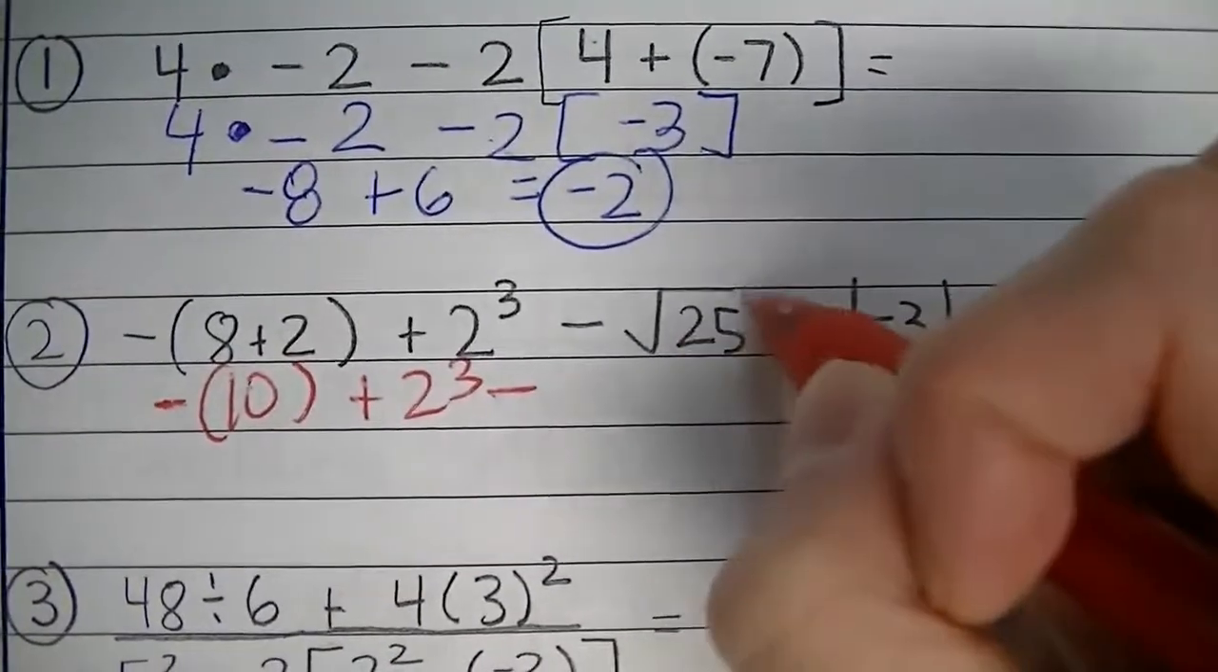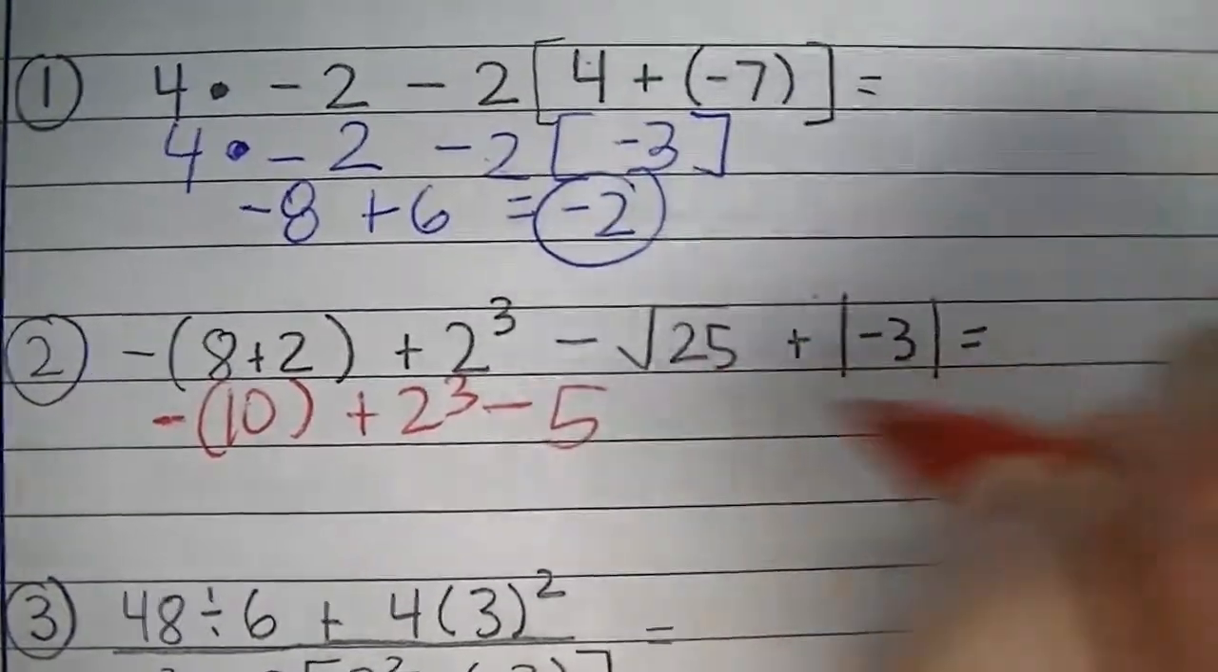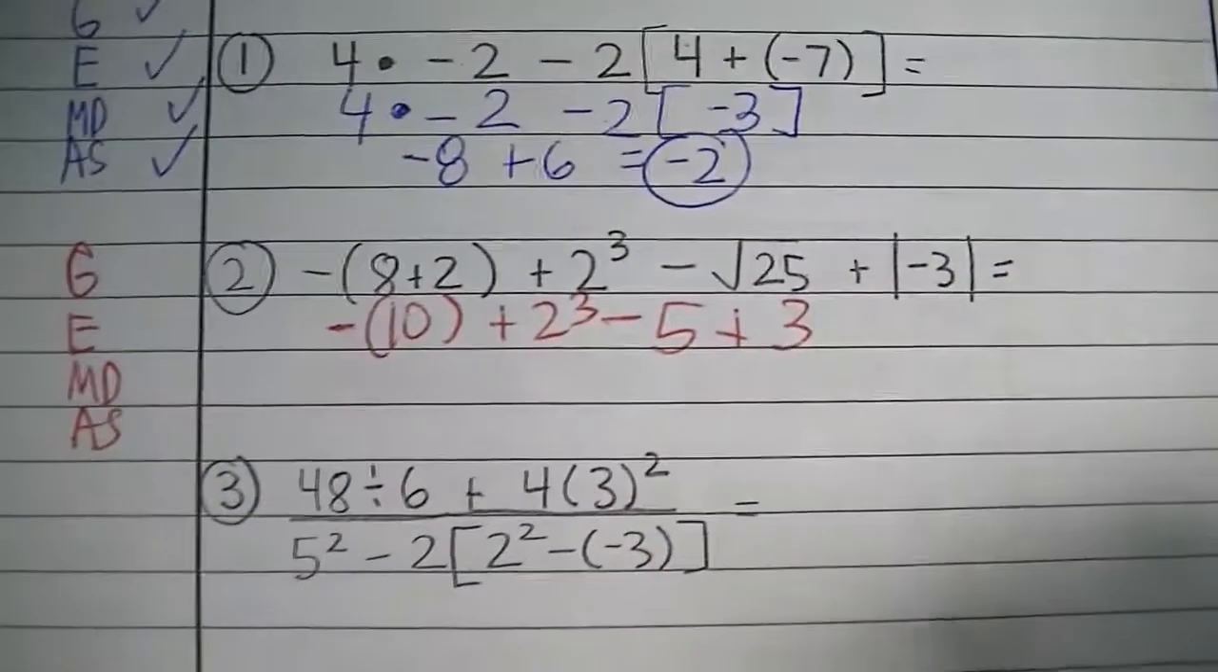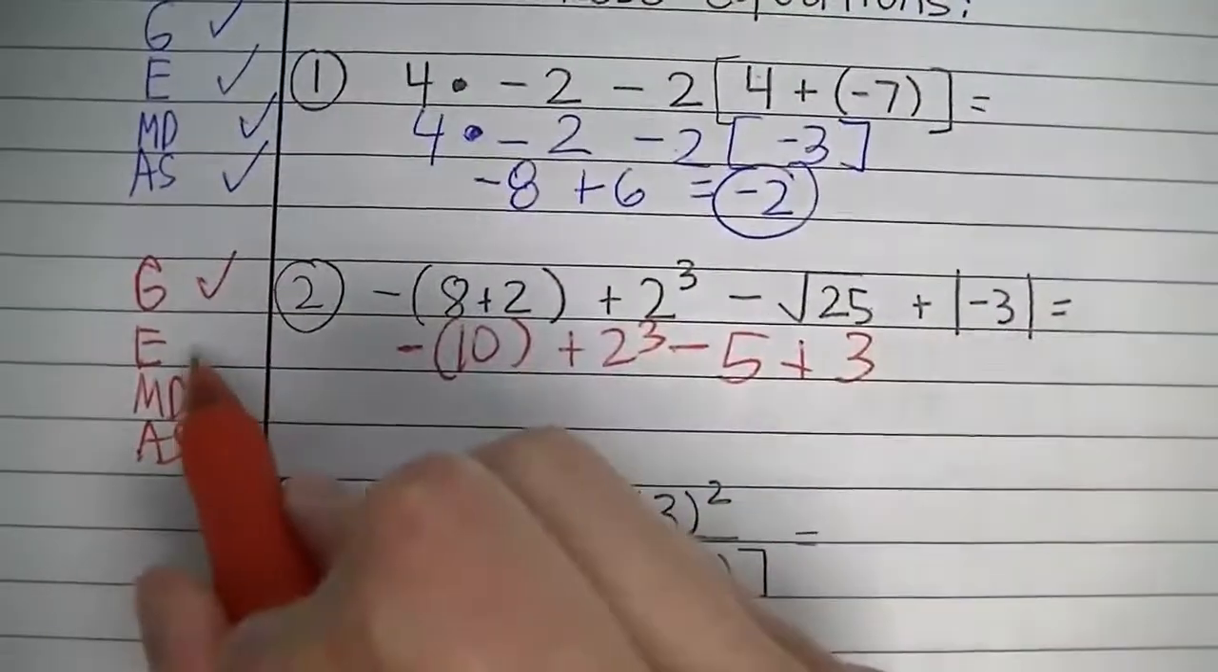Oh, the square root of 25 is 5. Plus the absolute value of negative 3 is 3. Okay, so we got those grouping symbols taken care of. Check that box. Next thing is exponents.